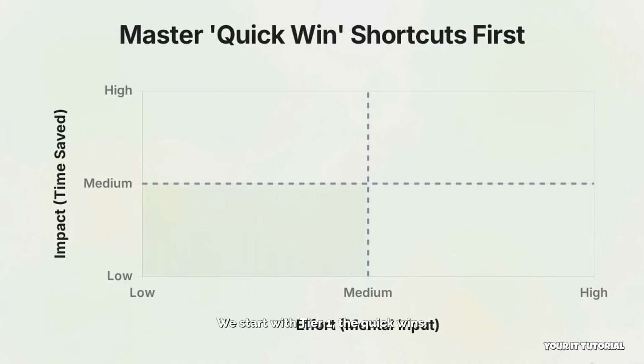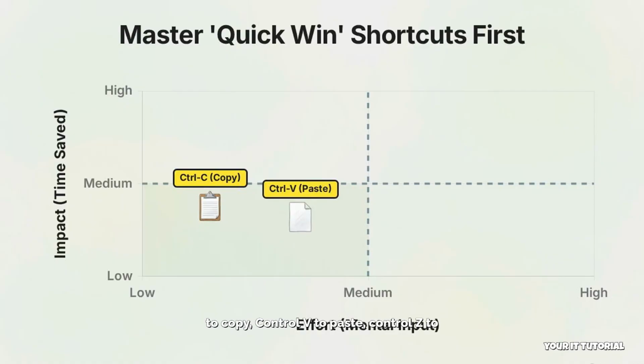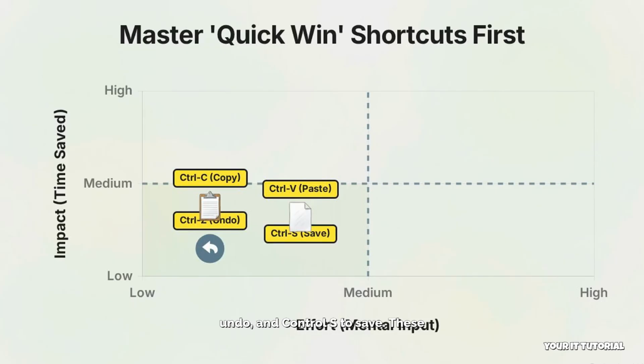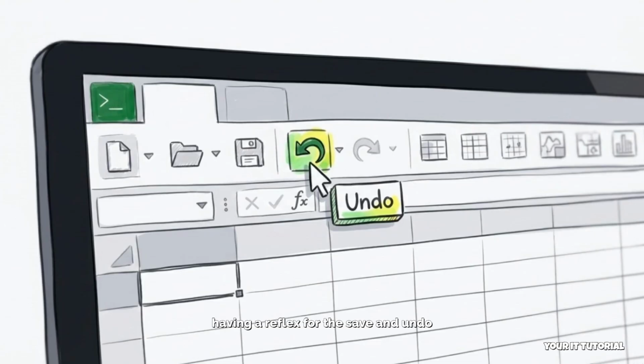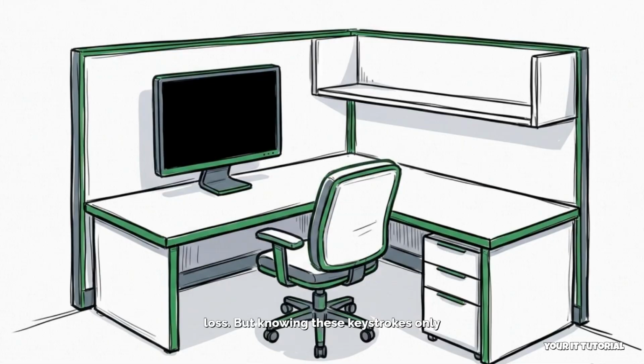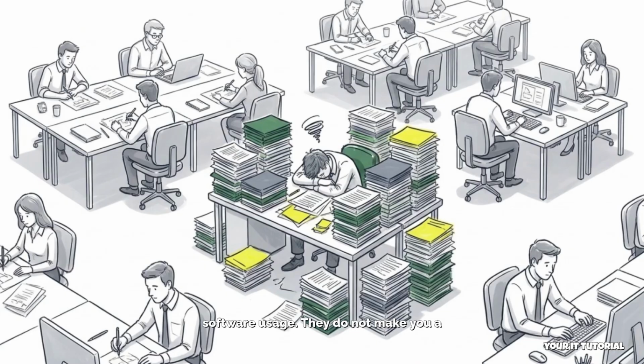We start with Tier 1, the quick wins. These are universal commands: Control-C to copy, Control-V to paste, Control-Z to undo, and Control-S to save. These commands immediately eliminate the need to right-click for basic actions, and having a reflex for the save and undo shortcuts prevents catastrophic data loss. But knowing these keystrokes only brings you to the baseline of modern software usage. They do not make you a power user.